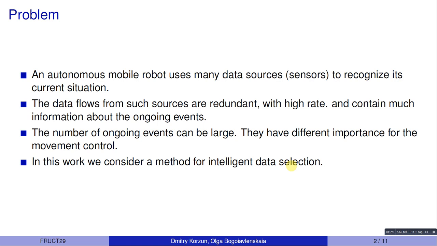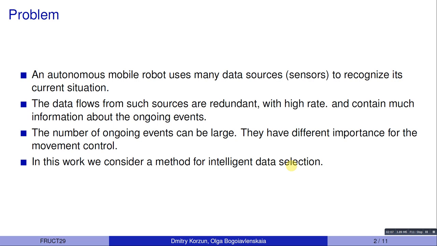but they have a different importance for the movement control. Some of them are very important, some of them are crucial, and some of them are absolutely insignificant or irrelevant to the autonomous mobile device and its activities. So we need a method to select important events, crucial events, and insignificant events, and give them some sort of rates.